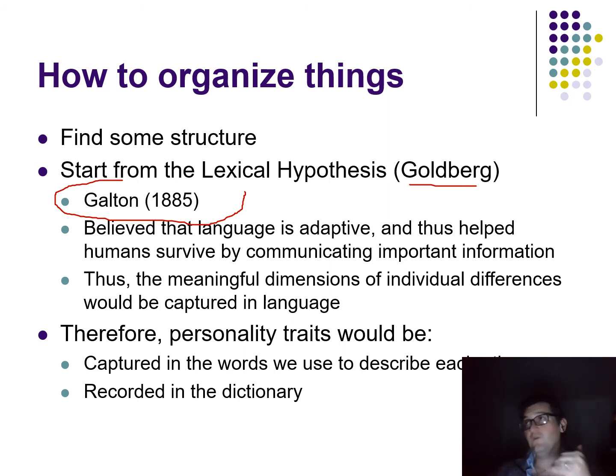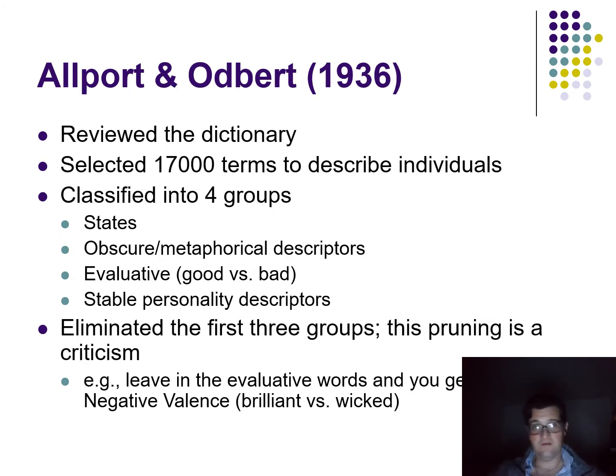And so the words that we use to talk about other people would encode the most important domains of individual differences. Therefore, personality traits would be captured in words we use to describe each other, and that means that they would be in the dictionary. And that's where Cattell, well, first Gordon Allport and his colleague did work in the 30s too. So they reviewed the dictionary and they pulled out tons and tons of terms that could be used to describe individuals, and they grouped those into four different categories.